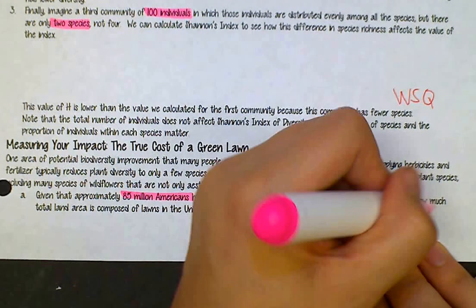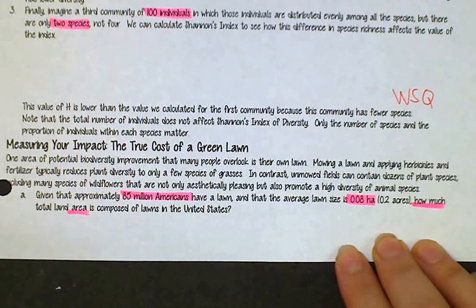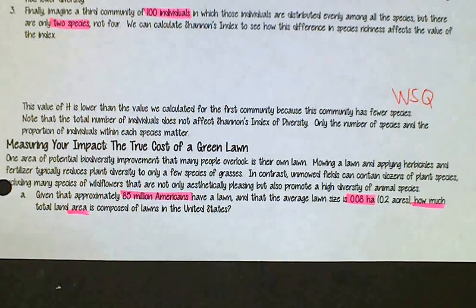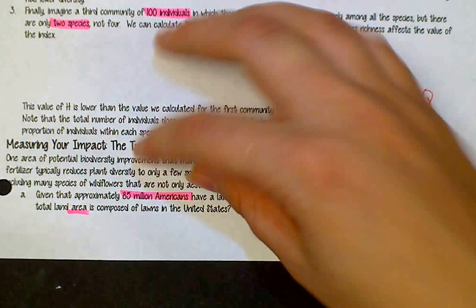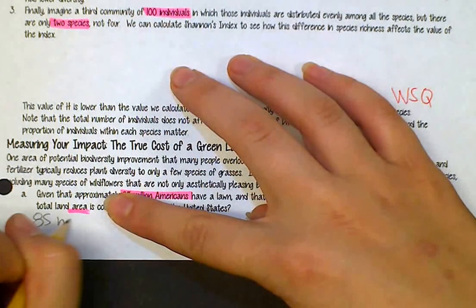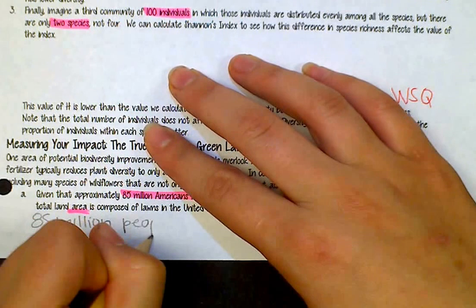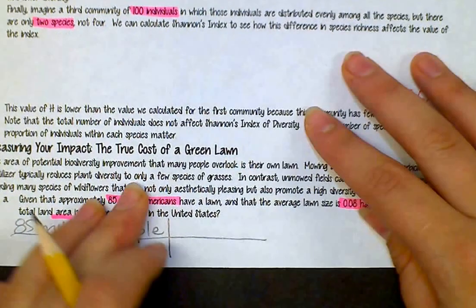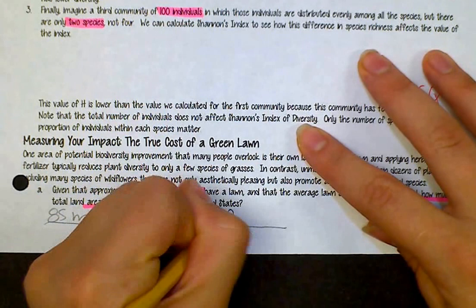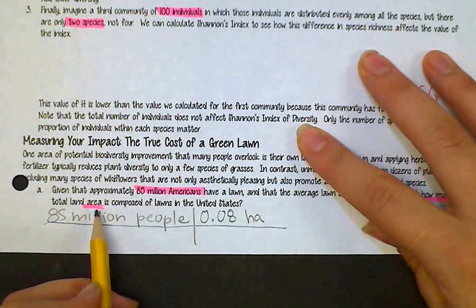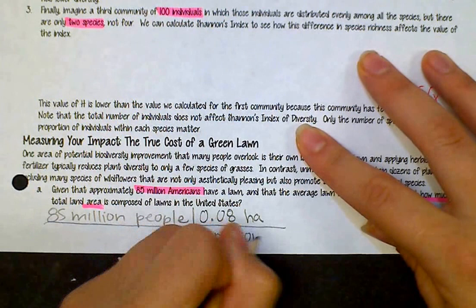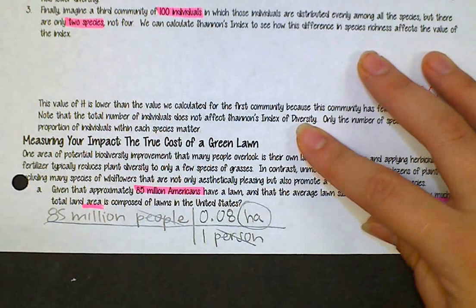So we want to know how much area is lawns. Okay, so let's do that calculation. We know that we have 85 million people and we have 0.08 hectares per person. So I'm going to start with 85 million people. I know that I want hectares to be on the top, so I'm going to have 0.08 hectares, because that's what's going to answer the question. And then per person, so people cancel out. I'm left with hectares, which is absolutely perfect.